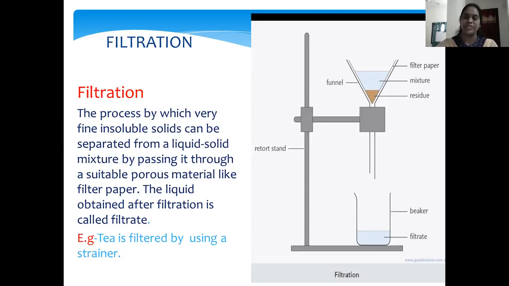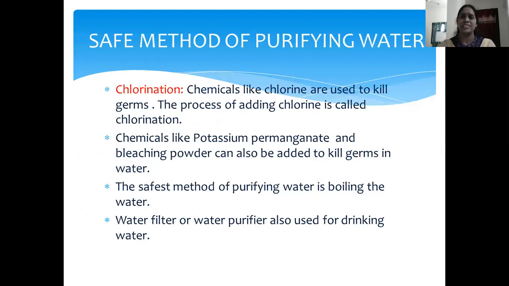So, coming to the next one. Suppose you use this process: sedimentation we have done, decantation we have done, filtration also we have done, all these methods we have done, but still the water is not purified. There will be some small germs present in the water. So to kill the germs, what do we have to do? The first method is chlorination. What is chlorination? We use a chemical called chlorine to kill the germs.